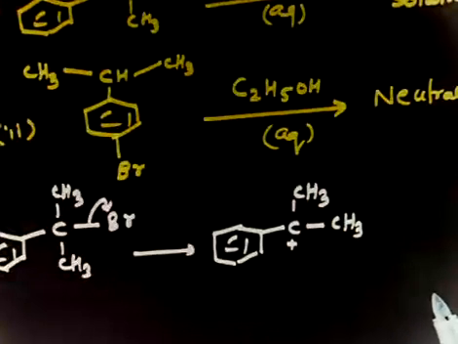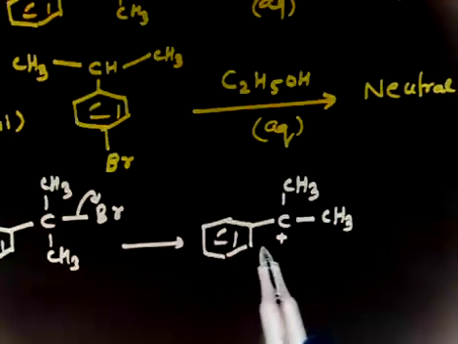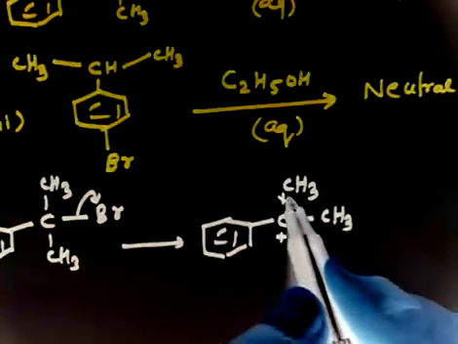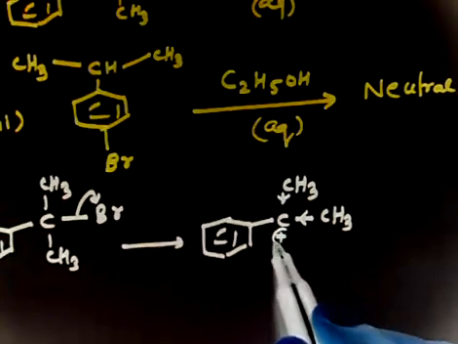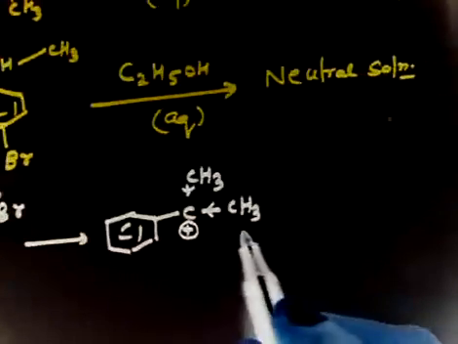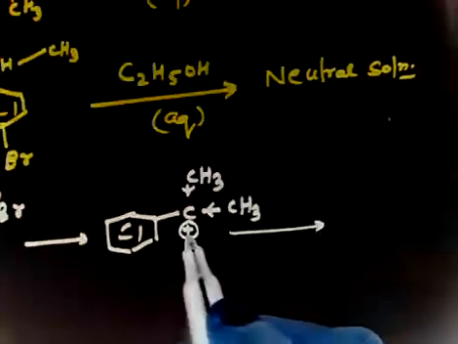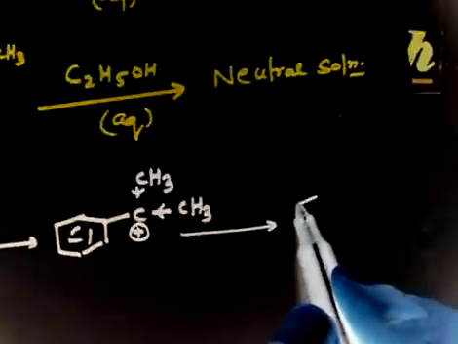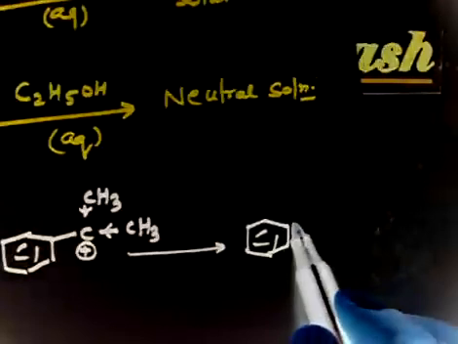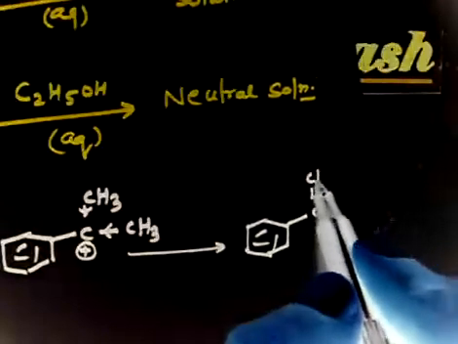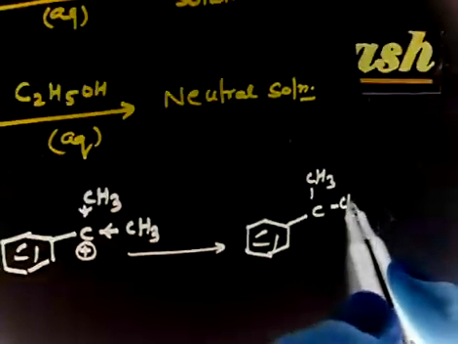Now this carbocation is resonance stabilized by the benzene ring, and the CH3 groups will also show an inductive effect. So this carbocation is a stable carbocation. In the next step C2H5OH will attack here and H will leave. So finally the product will have CH3 and here also CH3, and then I will have OC2H5, that is OEt.